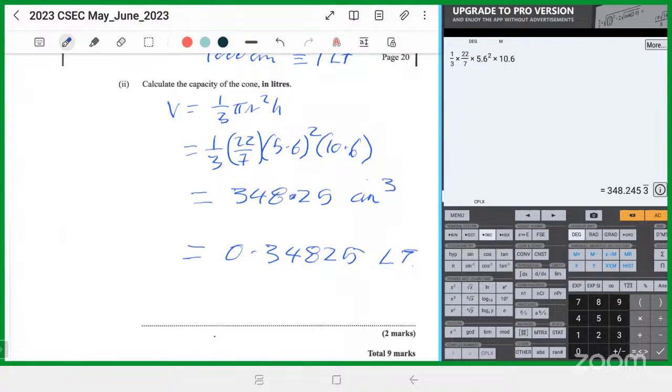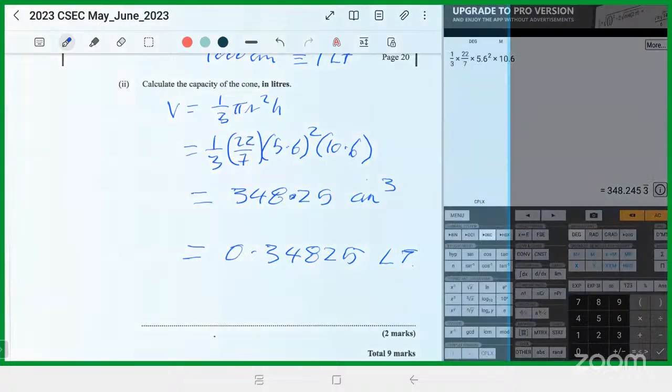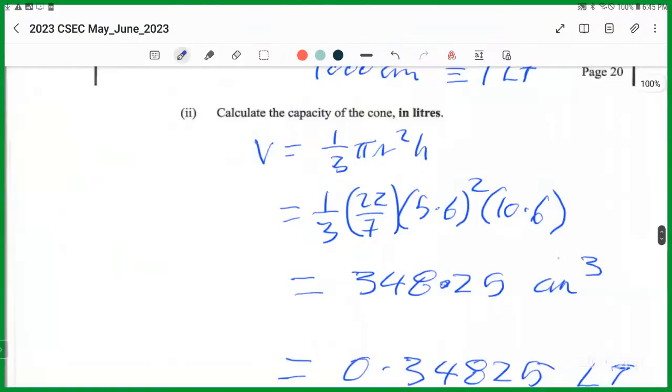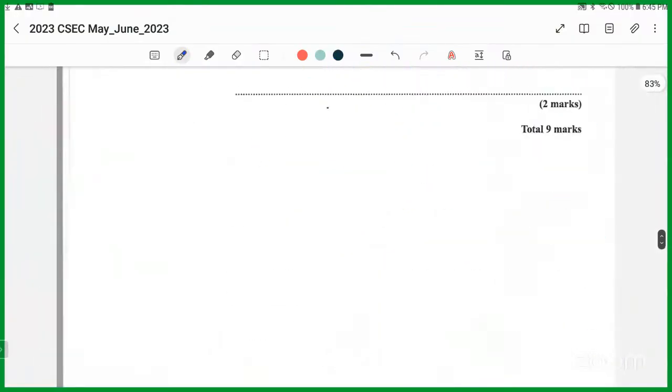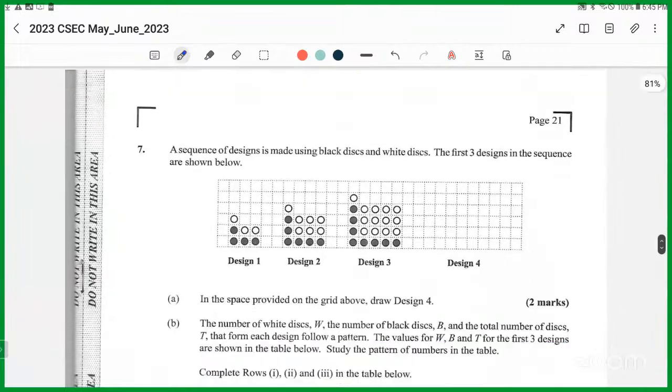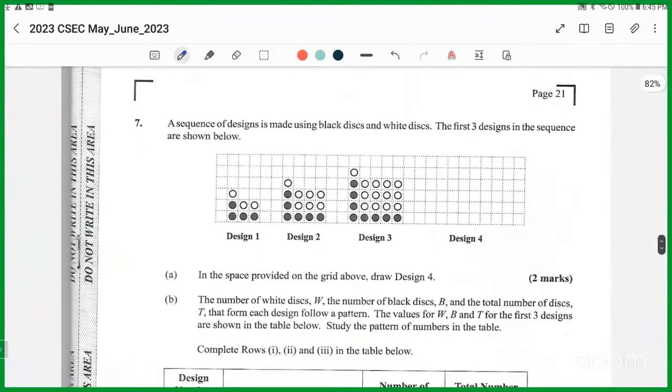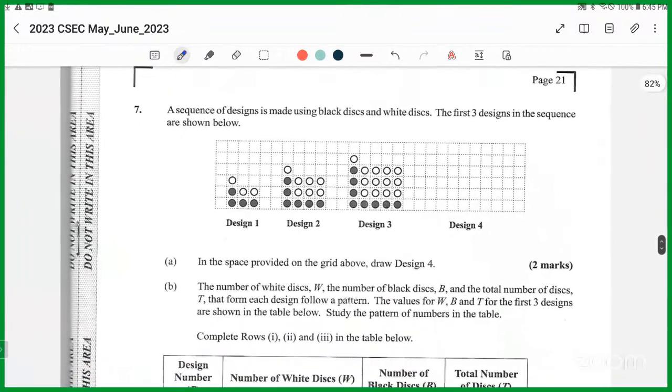Any questions on that? All right. Next question. Number 7, pattern question. We have 4 more questions to do, so usually finish in a jiffy.